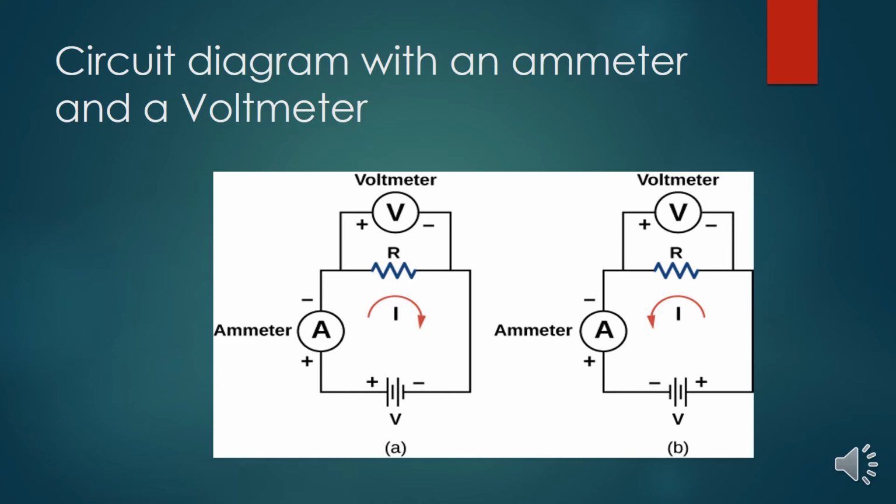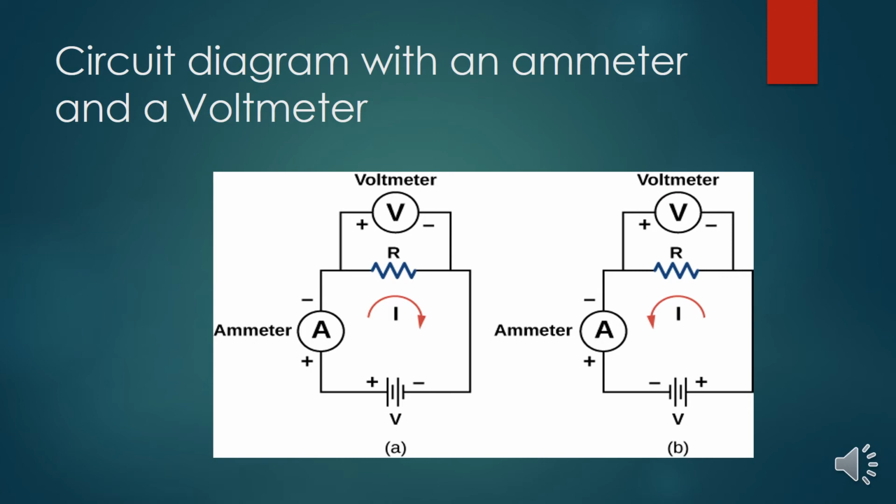How are you going to connect voltmeter? Voltmeter should be always in parallel. It will be a branch. But remember, plus sign, that means positive terminal of the voltmeter should be towards the positive terminal of the battery. Negative terminal of the voltmeter should be with the negative terminal of the battery.